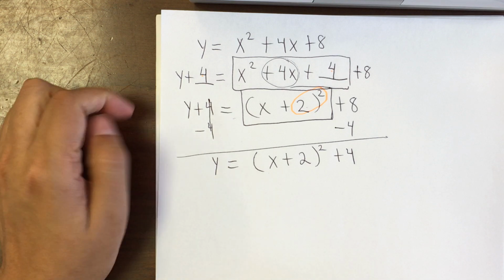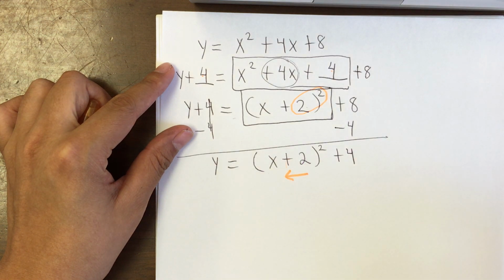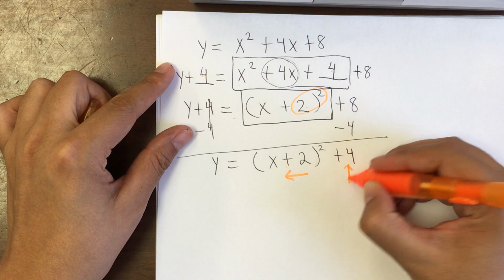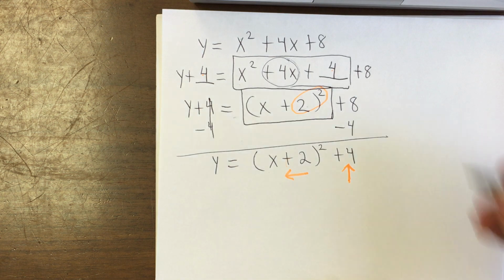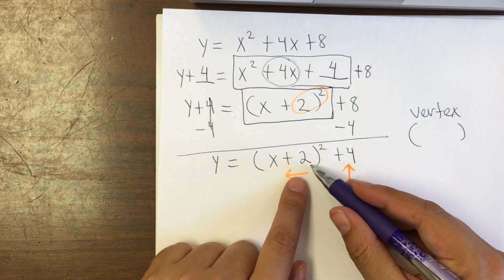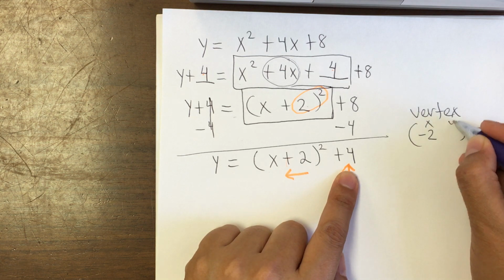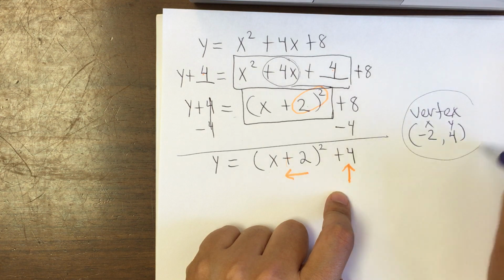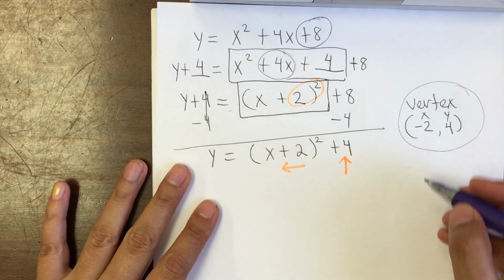So when we're adding in here, that means that it's going to go to the left 2 spaces. When we're adding in here, it means that it's going to go up 2 spaces. And so my vertex will be at -2 for x, +4 for y. Okay, so that's my vertex, that's my y-intercept. I'm ready to graph.